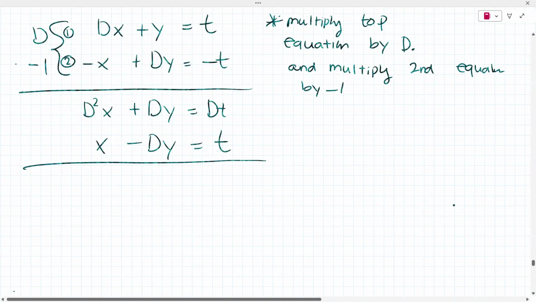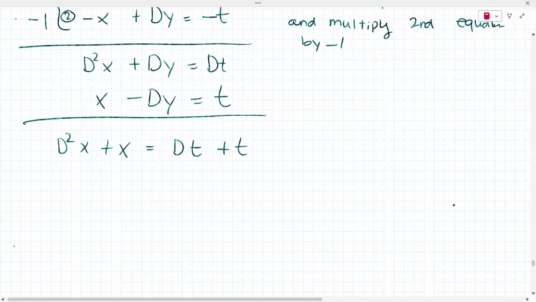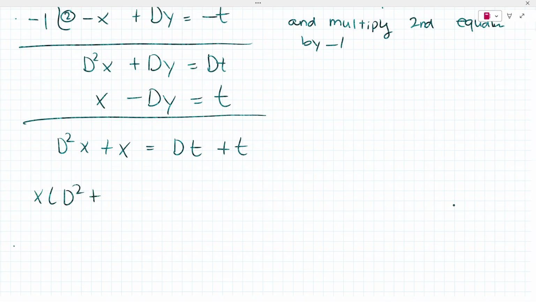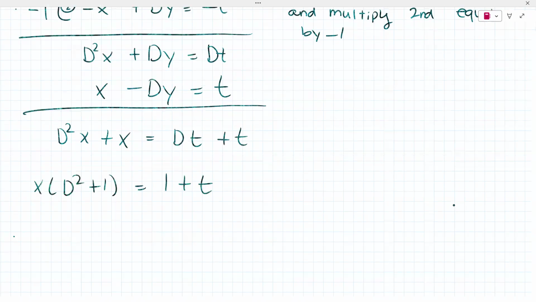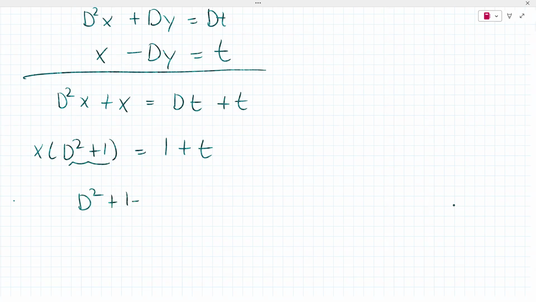So when you add them up vertically, you're going to get d squared x plus x equals dt plus t. And then on the left side, you could take out 1 x. So this would be x times d squared plus 1 equals 1 plus t. Okay, then you're going to set it as a homogeneous. So set d squared plus 1 equals 0. And when you solve for d, you're going to get imaginary roots, plus or minus i.